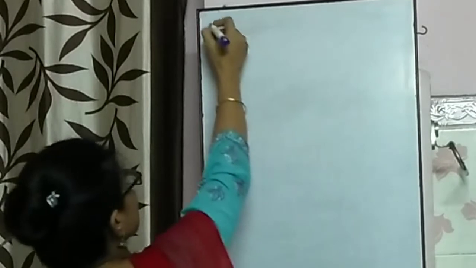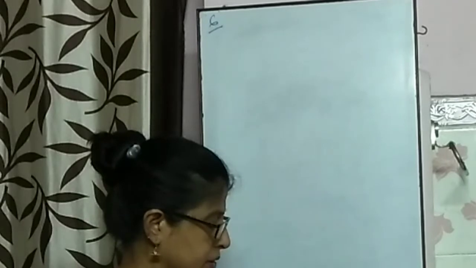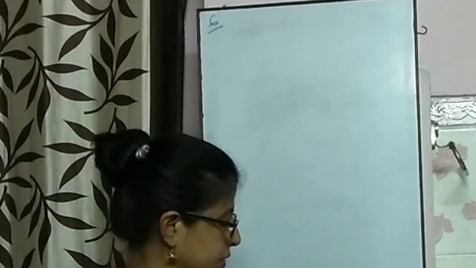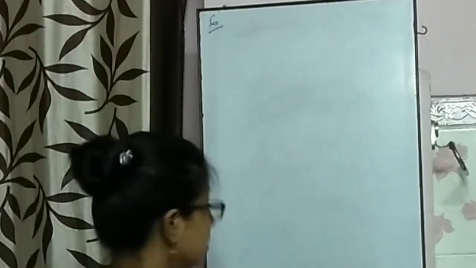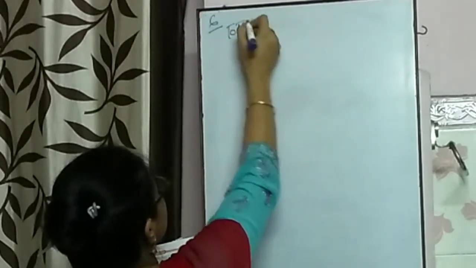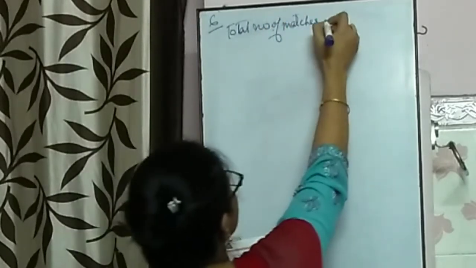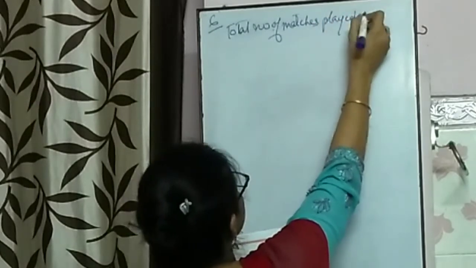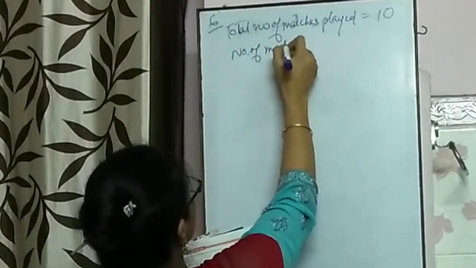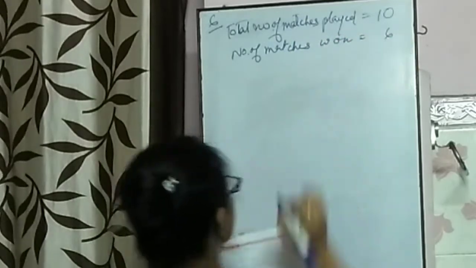Now it's question number 6. A school basketball team won 6 matches of 10 matches played by them during one academic session. What is the ratio of these 3 questions? So total number of matches played equals 10. Number of matches won is equal to 6.